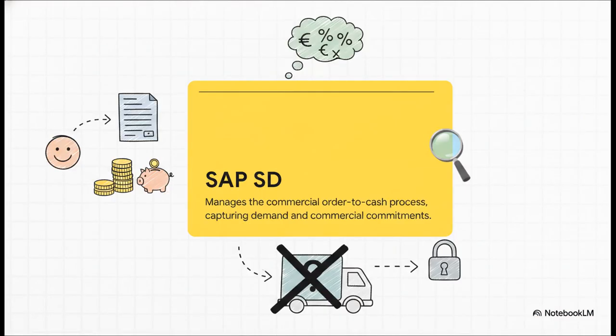First up, SAP SD, or Sales and Distribution. Think of this as the module that manages your entire commercial order-to-cash process. It takes what the customer wants, their demand, and locks it into a binding commercial document, like a sales order. It handles your pricing, your taxes, your credit checks. But here's the crucial takeaway. SAP SD doesn't do the physical work. It just captures the commercial commitment.